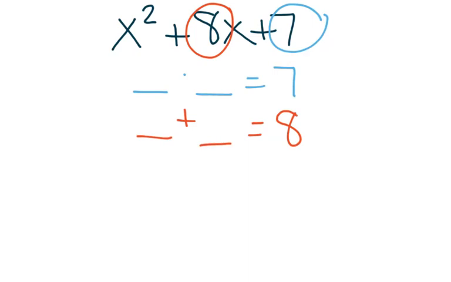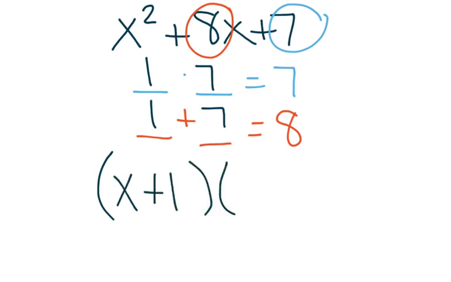Sometimes that takes a little longer for people to figure out, but the only two numbers that multiply to give you 7 and add to give you 8 are 1 and 7. So then if you'll remember, that is what you write in your parentheses. So your answer is going to be x plus 1 and x plus 7. And that is how you factor that easy quadratic.